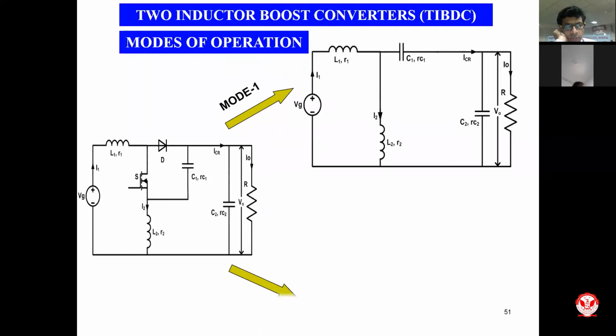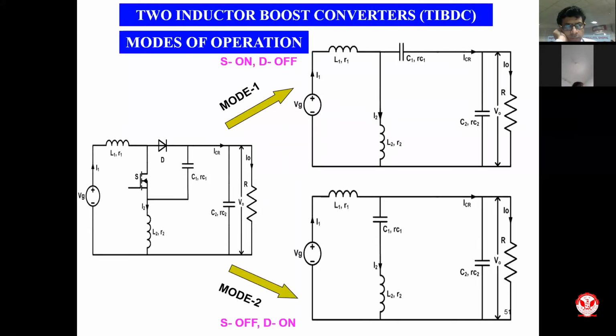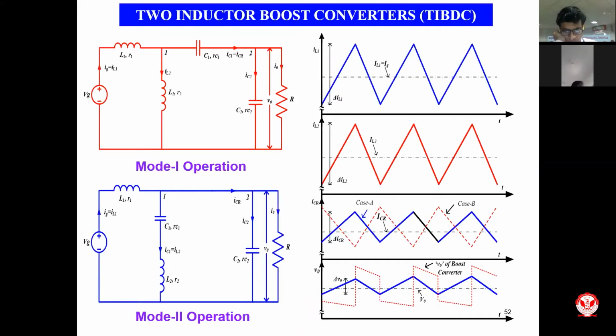So this is the second converter. Again, the two modes of operation are there. One case switch is on, diode is off. And again, a steady state time domain analysis can be carried out, which tells that the waveforms for this as well are continuous in nature. They are having continuous source current as well as load current.